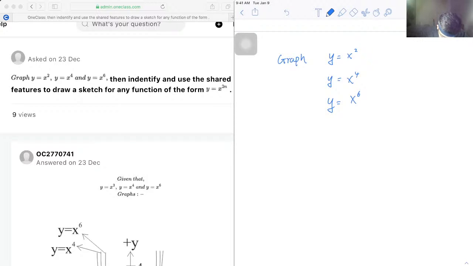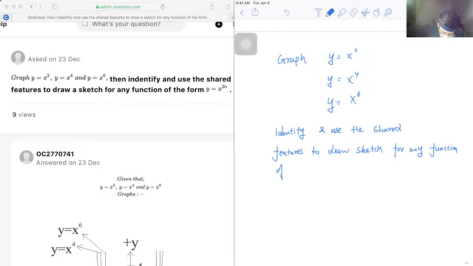Okay. So identify and use the shared features to draw a sketch for any function of the form y is equal to x to the exponent of 2n. Alright.